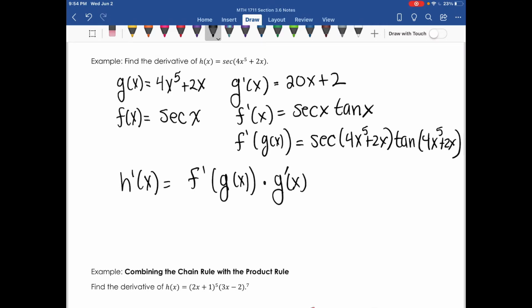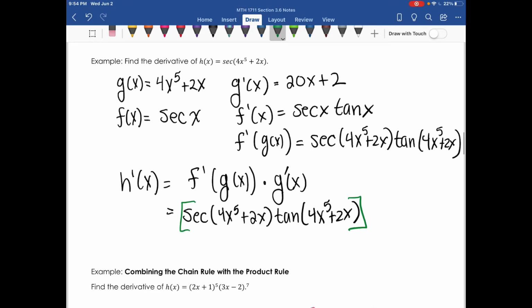Now, to actually take the derivative of h of x, we want to evaluate the derivative of f at g of x, and then multiply it by the derivative of g of x. We've already figured out the pieces, we just need to put it together. So f prime of g of x would be secant of 4x to the 5th plus 2x times tangent of 4x to the 5th plus 2x. Now all of this in parentheses is just the f prime of g of x. But then we multiply that by the derivative of g of x, which is 20x plus 2.